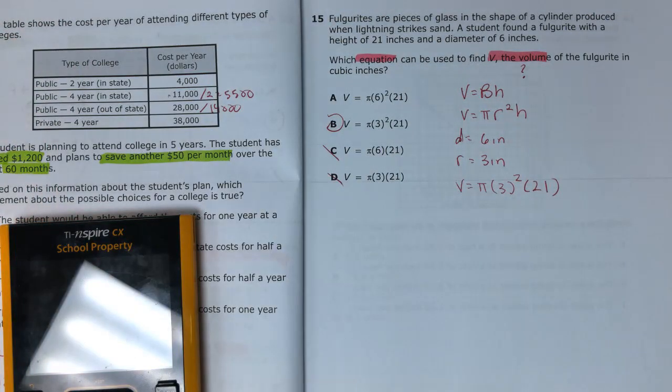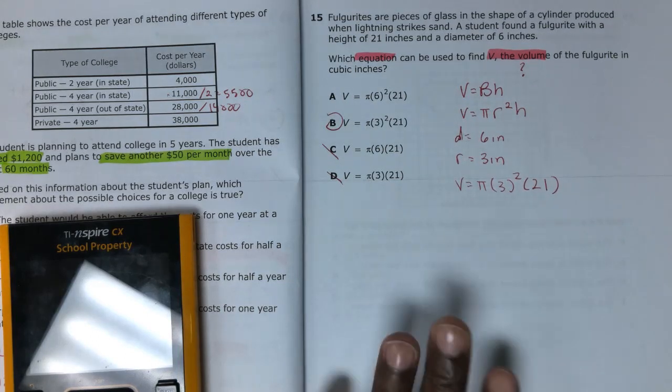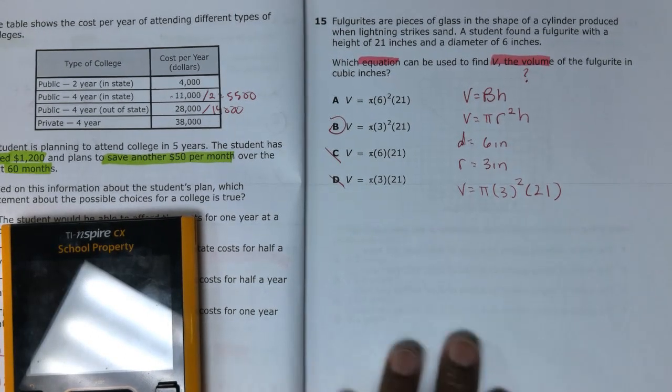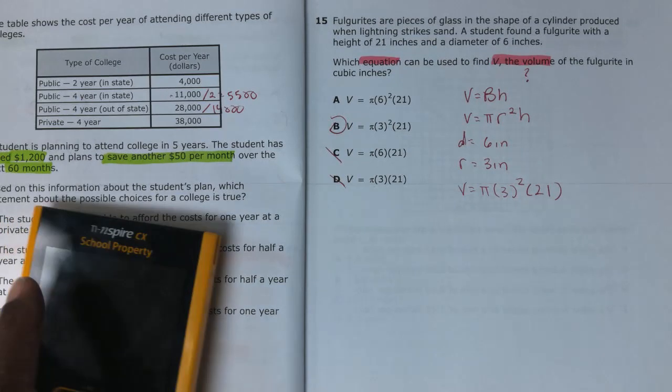Okay, so that one wasn't too bad. So this is one that would have been a lot quicker to solve, and then we move on to the next one since we spent so much time on number 14.